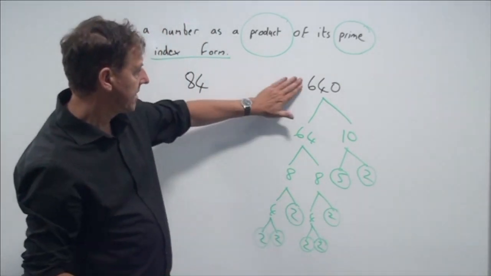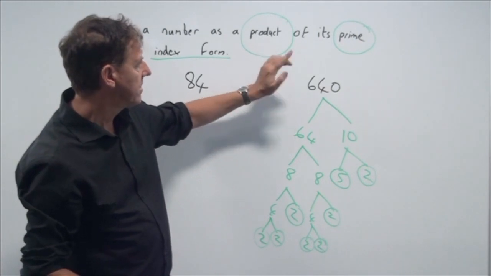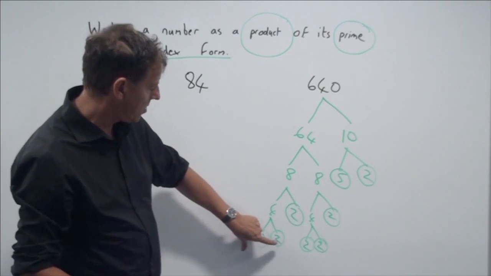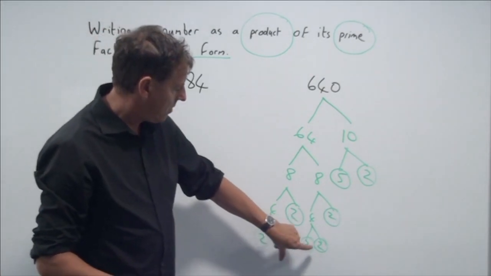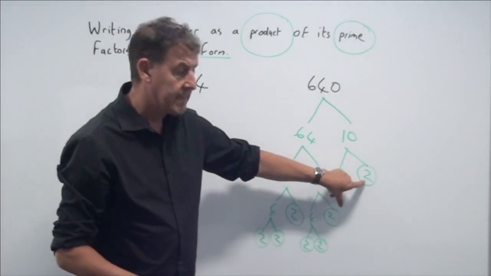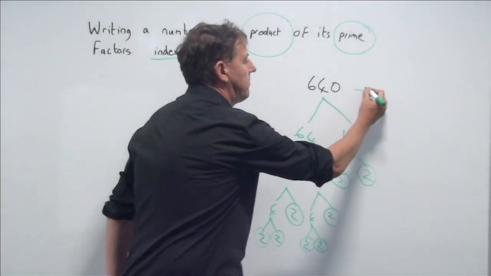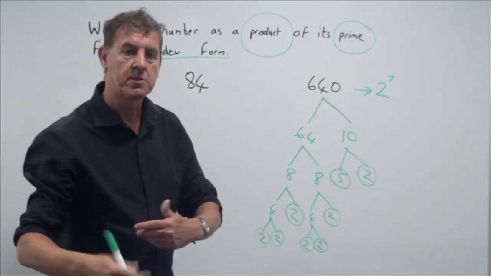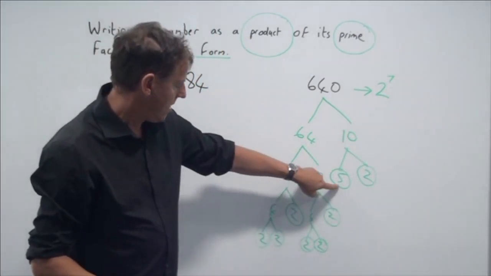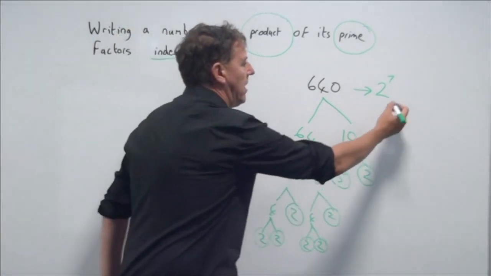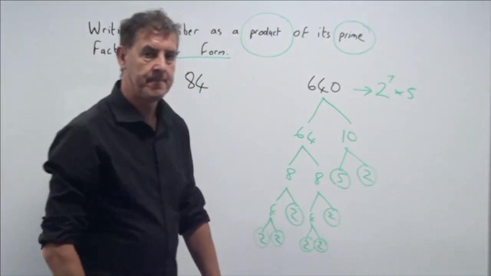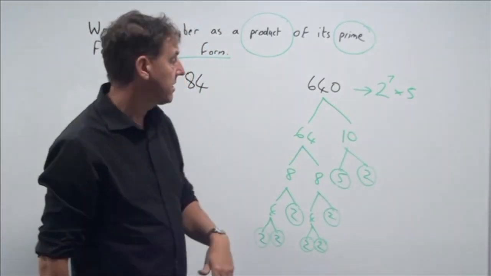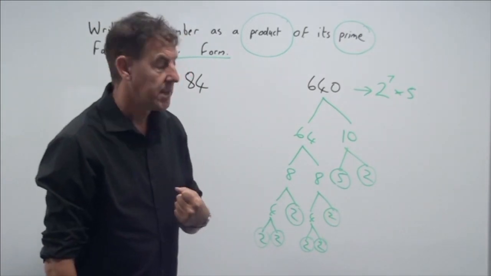Now I'm ready to take this 640 and write it as a product of its prime factors in index form. Let's see how many 2s we've got: 1, 2, 3, 4, 5, 6, 7 twos. So 640 can be written as 2 to the power of 7, which is 2 times 2 times 2 times 2 times 2 times 2 times 2. And we've still got the 5. We can check with a calculator that 2 to the power of 7 times 5 does make 640, and it does.